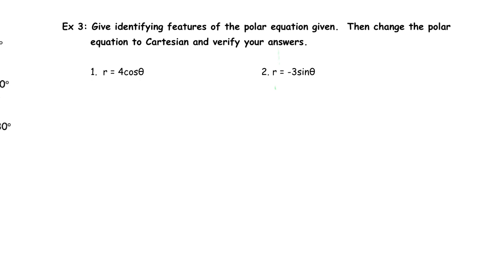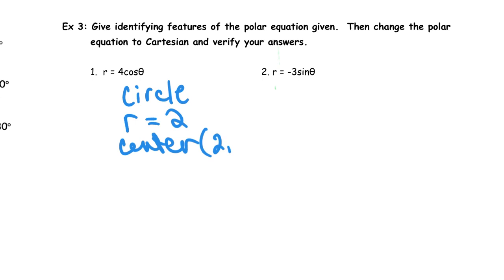Okay, now we need some identifying features. So say you're given r equals 4 cosine theta. What is it? Oh, it's a circle. We didn't finish this part. We said it out loud. What is the radius? What is the center? 0 degrees. Is it above, below, left, or right? So it's right of the pole.